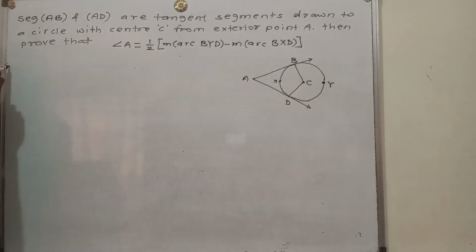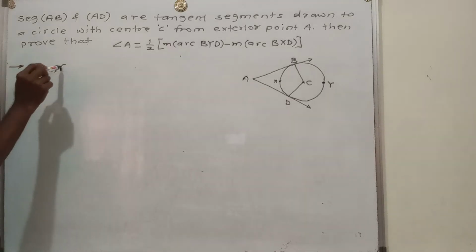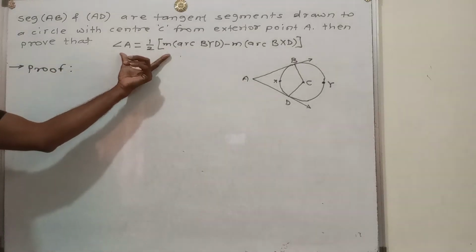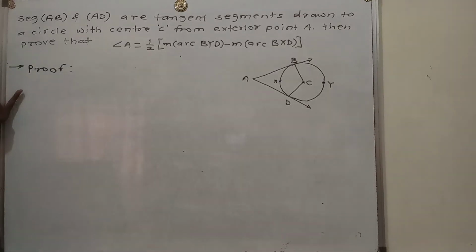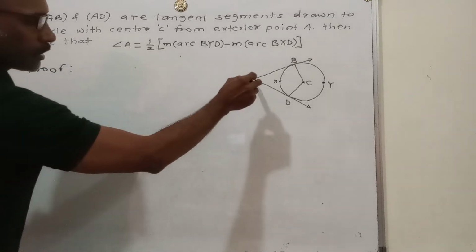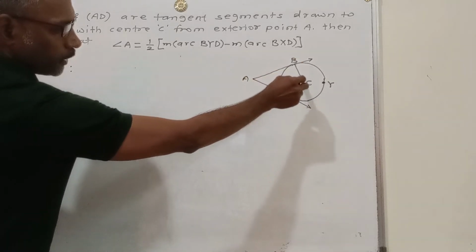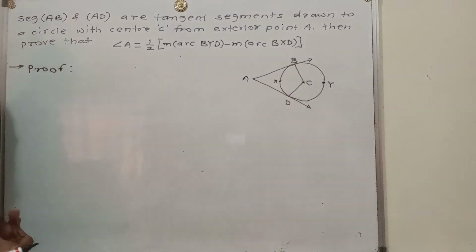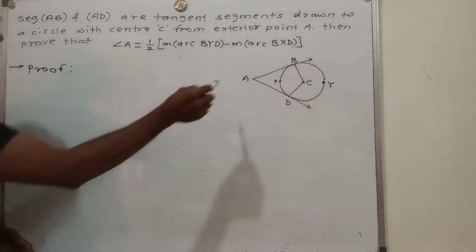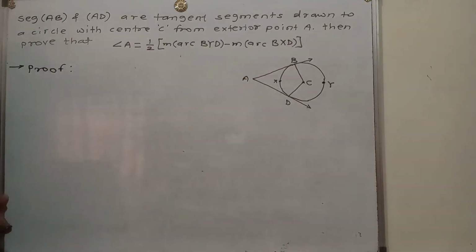Now I will write the proof directly here. According to this to prove, we write our proof. See carefully. Every tangent is perpendicular to the radius. CB and CD are radii, and AB and AD are tangent segments.